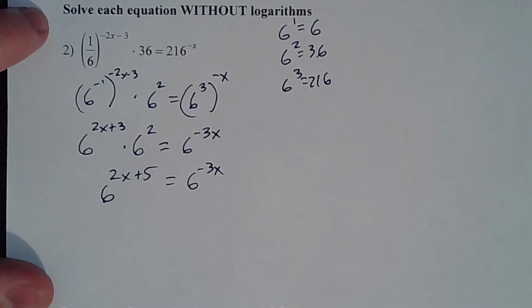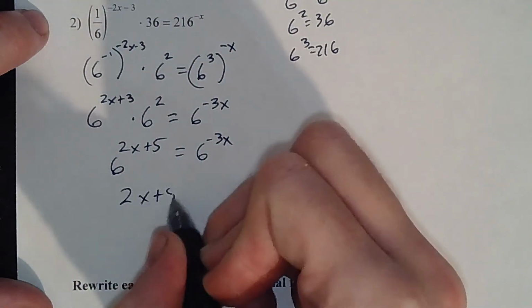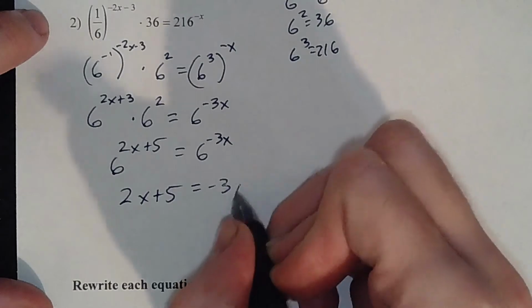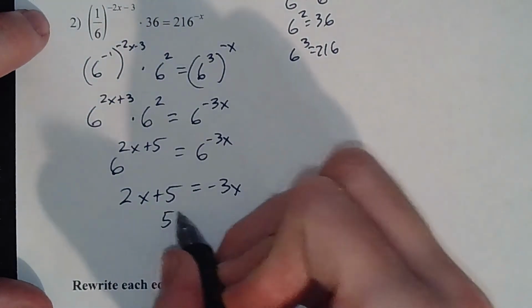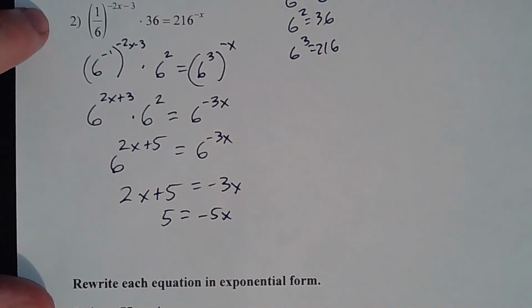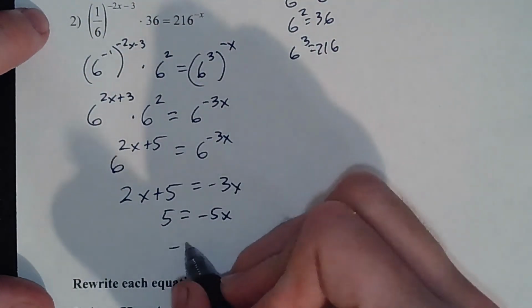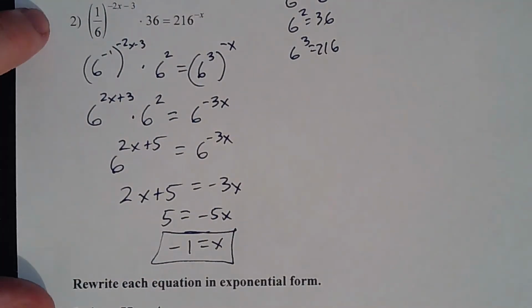After that, we finally are able to simply say, both of these guys have 6 raised to a power, therefore those powers must be the same as each other. 2x plus 5 is going to be equal to negative 3x. Subtract the 2x over, get negative 5x over here. Divide both sides by negative 5. Negative 1 equals x. Not too terrible.